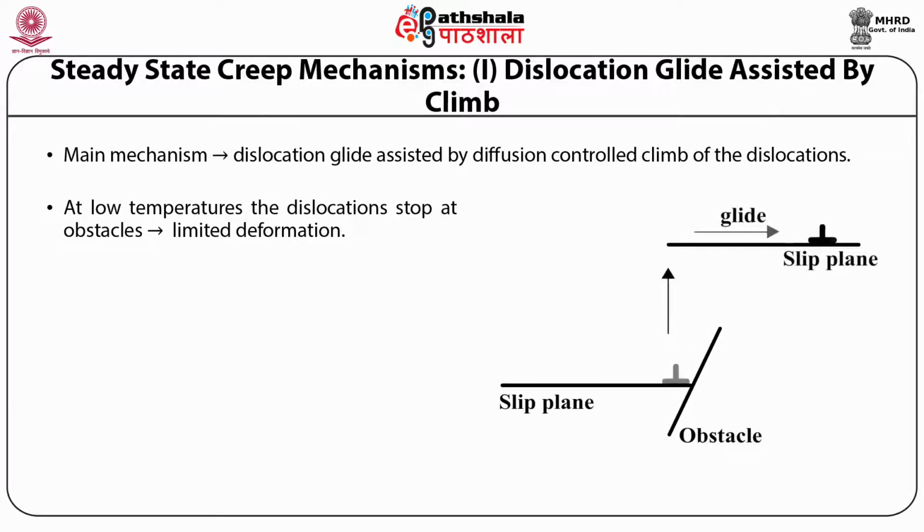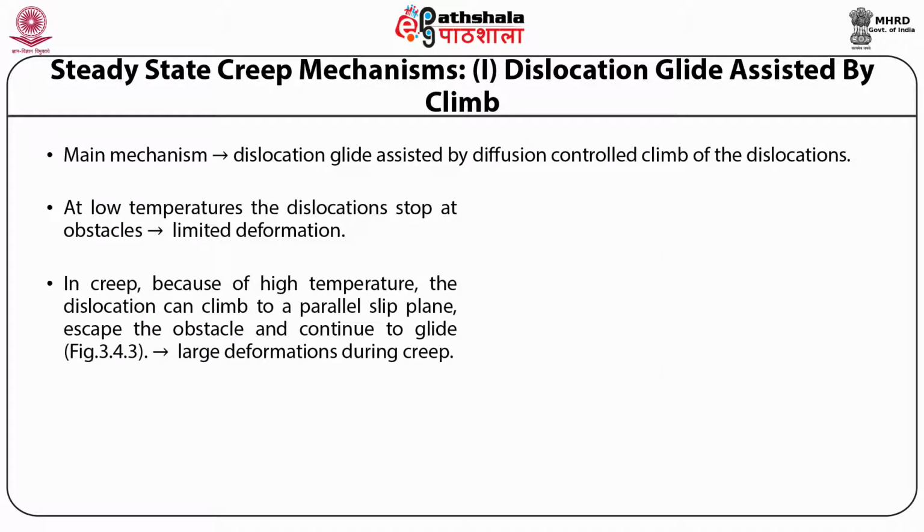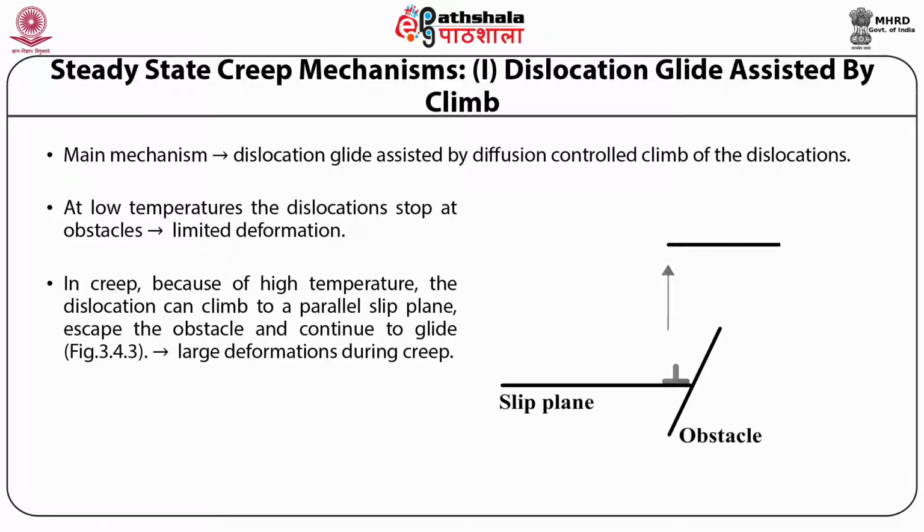The glide of the dislocation stops when the dislocation encounters an obstacle like a grain boundary or a second phase particle. However, in creep, because of high temperature, the diffusion is fast and the dislocation can climb to a parallel slip plane, escape the obstacle and continue to glide. This results in large deformations during creep.